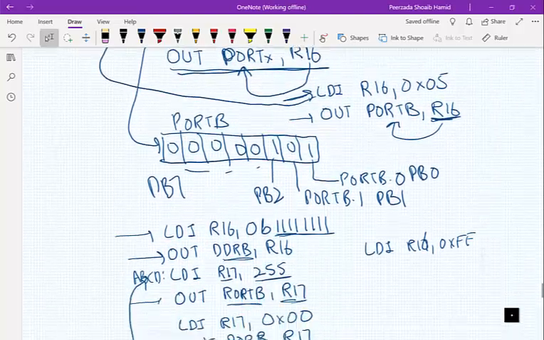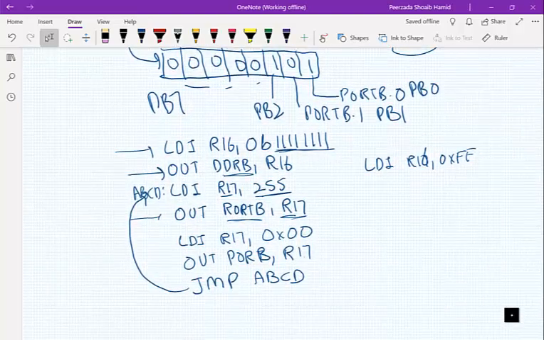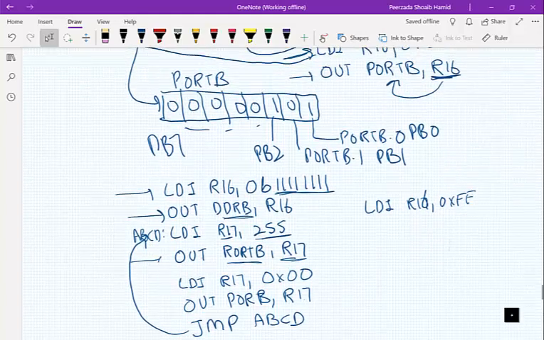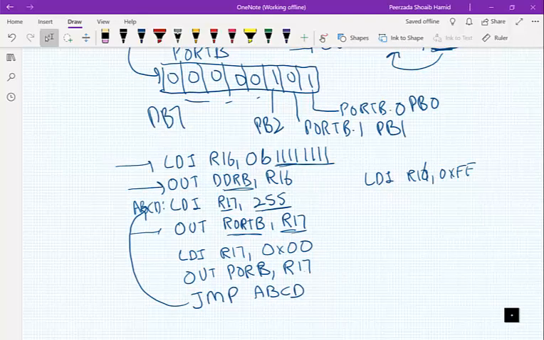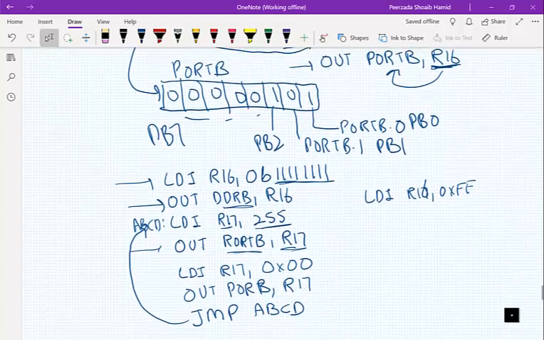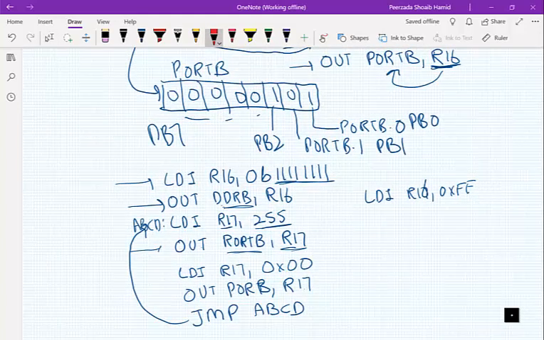The program we used to blink the LEDs of our microcontroller on port B. I think this was the program. First of all, using this instruction, we configured port B as an output port, and then we sent 255, all ones, to port B, and immediately after that we sent all zeros to port B.